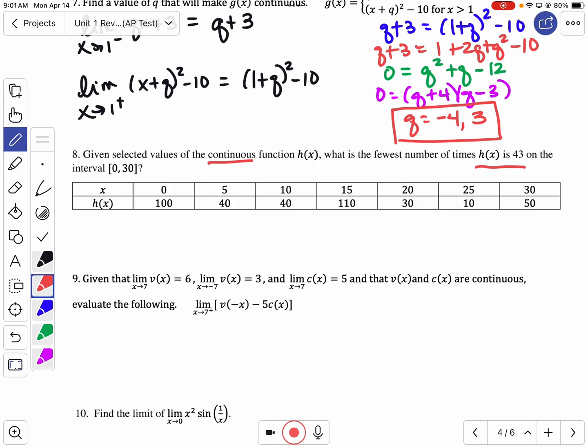So where could we skip? Would I probably hit 43 at some point? 0 to 5, because I go from 100 to 40. 10 to 15, because I go from 40 back to 110. 15 to 20, I'm going from 110 to 30. 25 to 30. So those y values are changing. So we have 4 times that it could happen. This is the intermediate value theorem, IVT, intermediate.